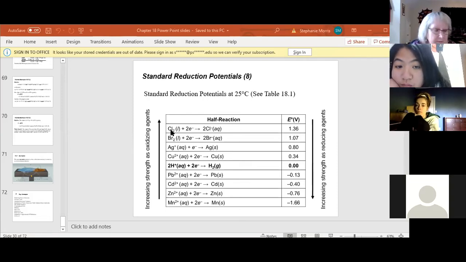Let's do the cadmium one. And the cadmium's negative 0.40. So that's, oh, this will be good that I'm doing this, maybe. Okay, I'm going to stop the share of this.